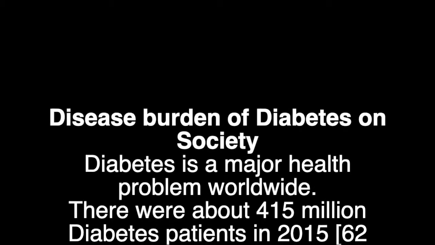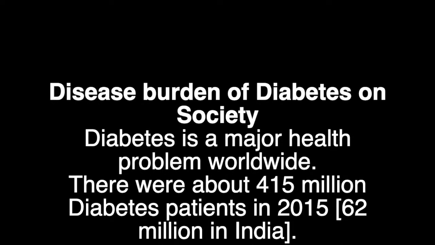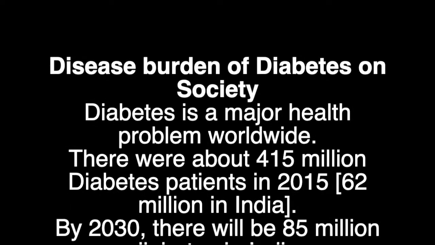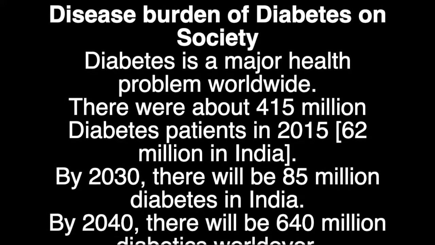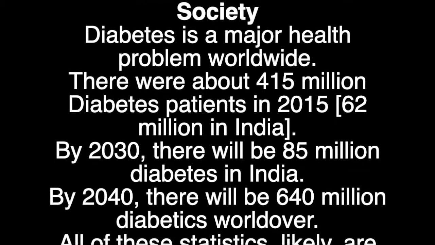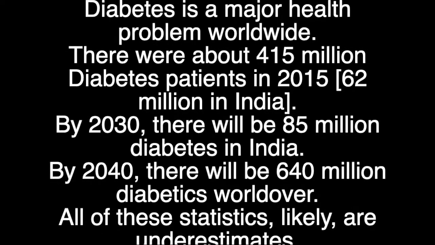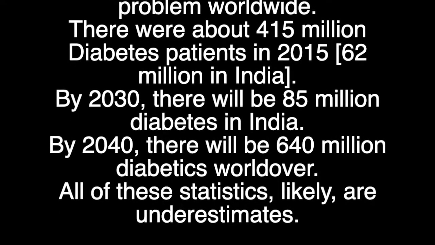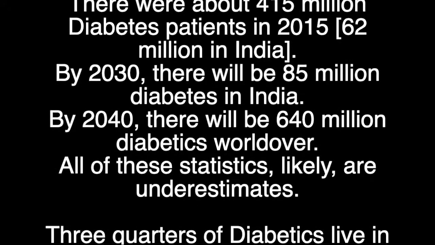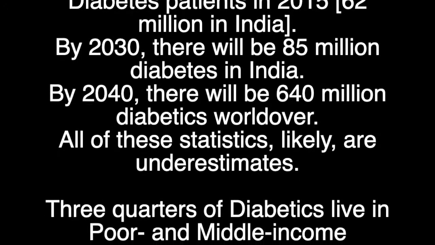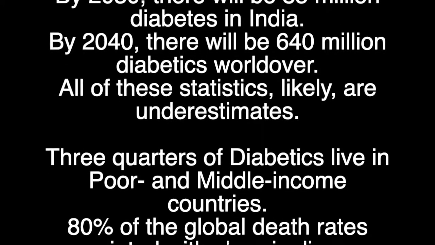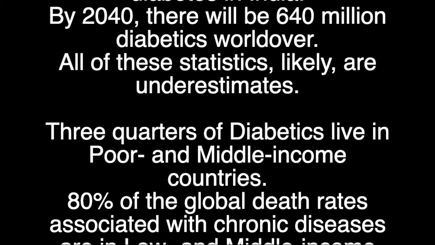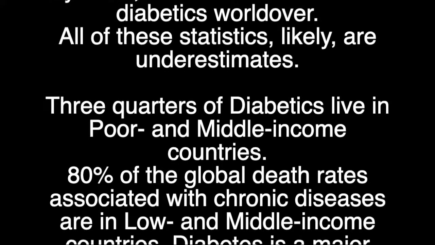There were about 415 million diabetes patients in 2015, that is 62 million in India. By 2030, there will be 85 million diabetes persons in India. By 2040, there will be 640 million diabetics worldwide. All of these statistics likely are underestimates.